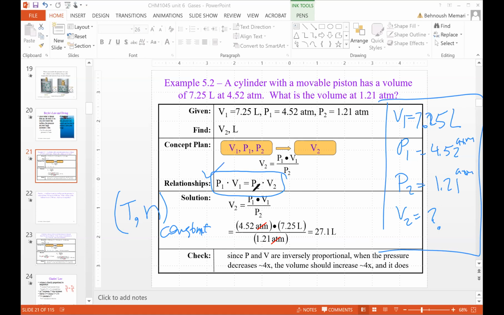Now, if pressure P1 is in ATM, P2 must also be in ATM because it's an equation. The unit must be the same on both sides. V1 is in liters, so whatever number you find is going to be in liters. Pay attention in case the equation gives you liters, but the question is multiple choice and is asking for milliliters or gallons or something else. There's an extra step that you have to follow.